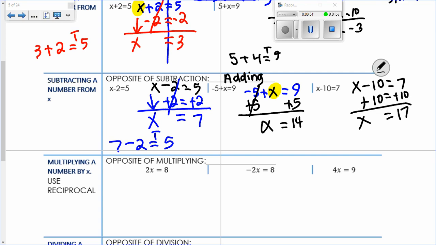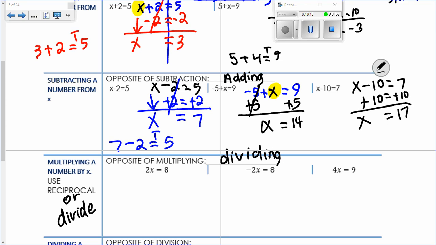All right? For multiplying a number by x, you're going to use a reciprocal, or divide. I like reciprocal better because it's always safe. Can't go wrong, but we're going to divide. Now, the opposite of multiplying here is dividing by a number on both sides.